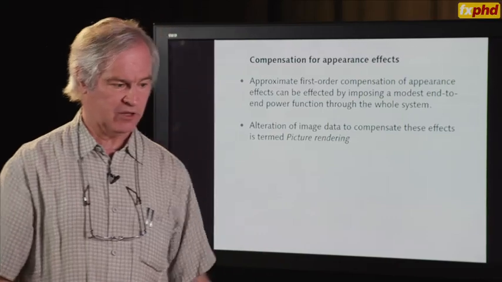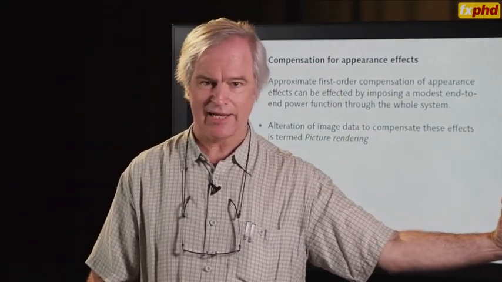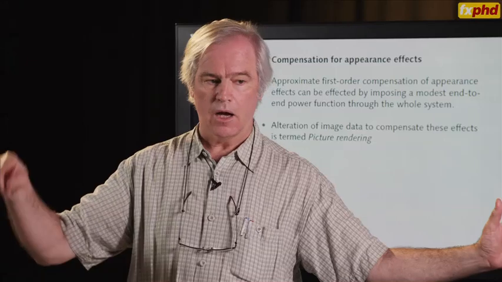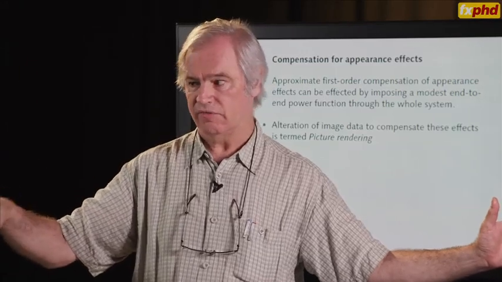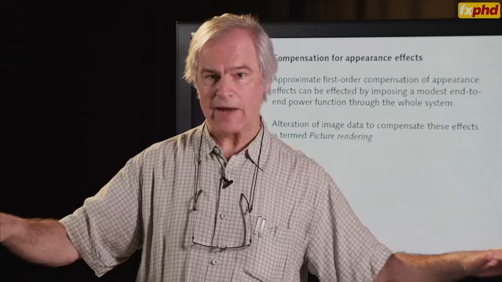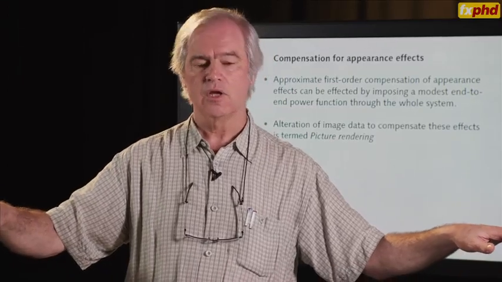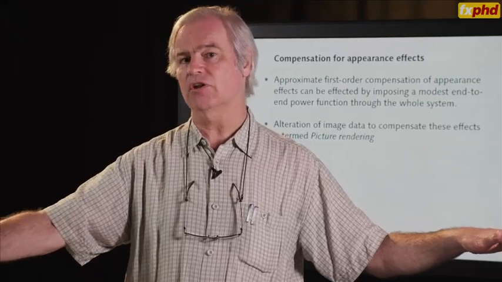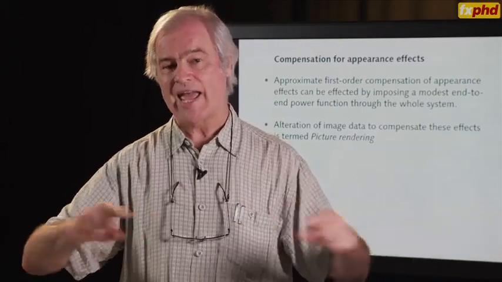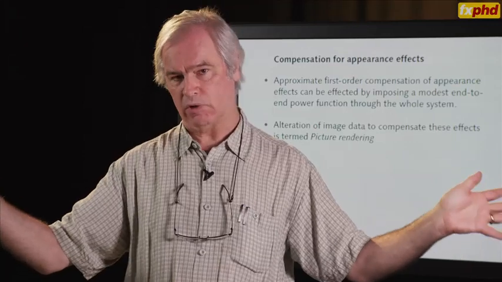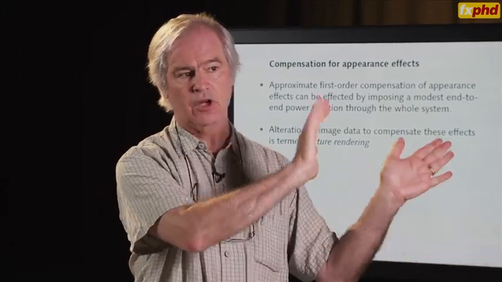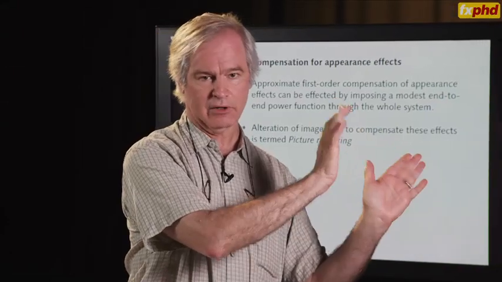And the way we do that is basically we know we've got 2.4 at the back end. To perfectly invert that, we would have a 1 over 2.4 function at the front end, that is about 0.42, but that wouldn't do any correction of appearance effects. Instead, typically we've got a power function at the camera more like 0.5, and the end-to-end power is therefore 1.2. That's what overcomes the appearance effects associated with viewing in a dim surround at 100 nits.